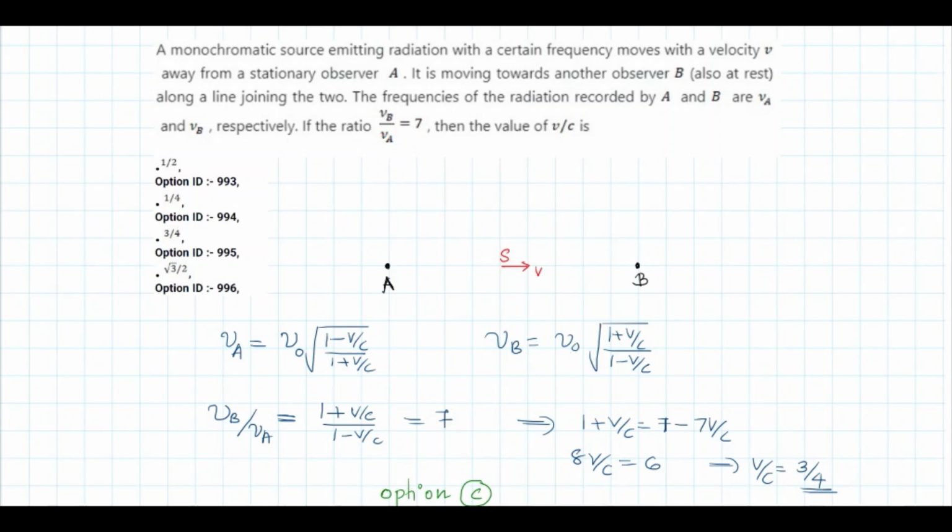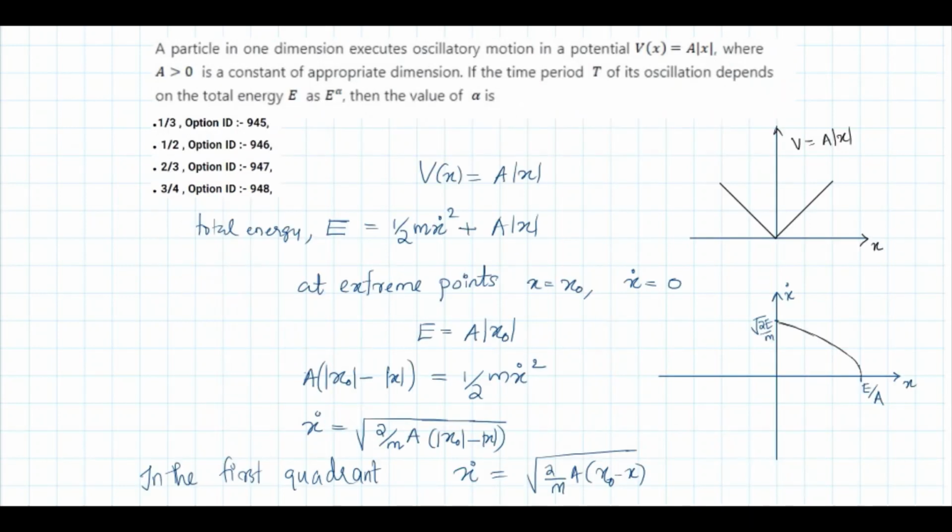Therefore, 1 plus v by c equal to 7 minus 7 v by c. Rearranging, 8 v by c equal to 6. v by c equal to 3 by 4. The correct option is option C.